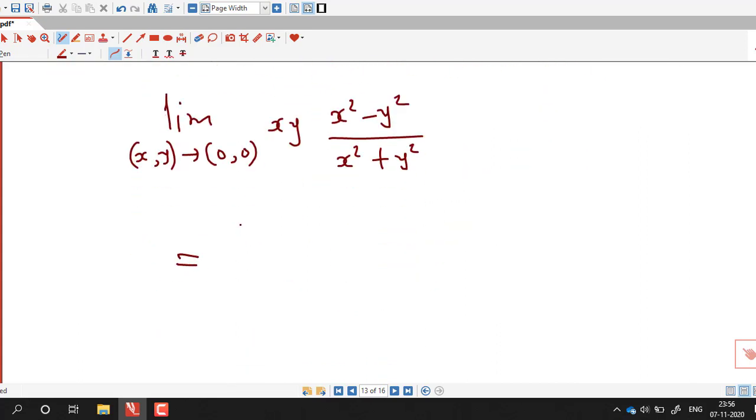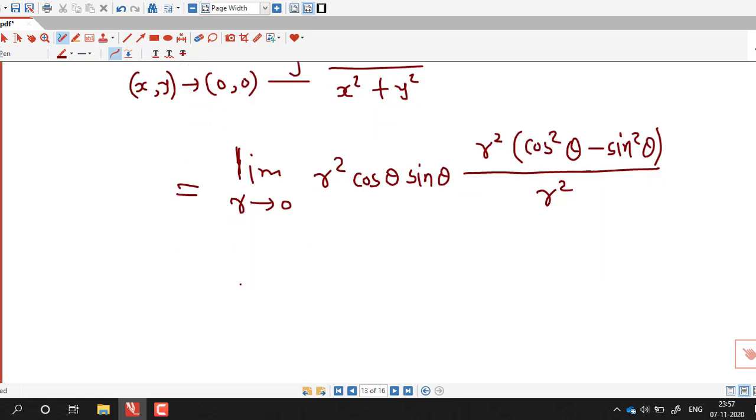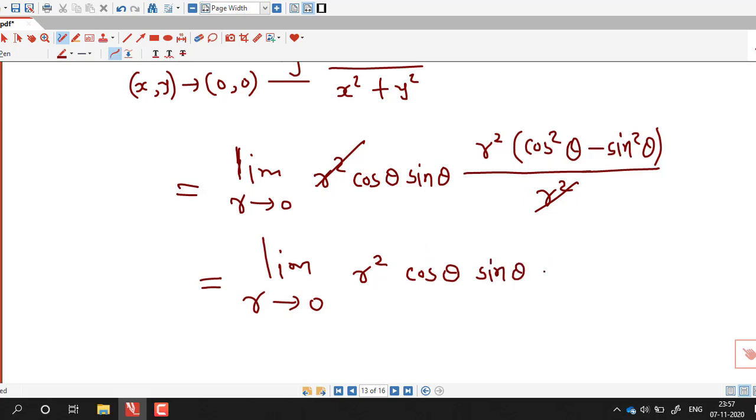So this is going to be limit r tending to 0. Here x is r cos theta, y is r sin theta. So we can write r square times cos theta into sin theta. Same thing here. x is r cos theta, y is r sin theta. So r square cos square theta minus r square sin square theta. And we take r square common and we directly write cos square theta minus sin square theta. And here we have x square plus y square is r square. So you can see r square can be cancelled out. So one r square will cancel out and we have r square cos theta sin theta into cos square theta minus sin square theta.